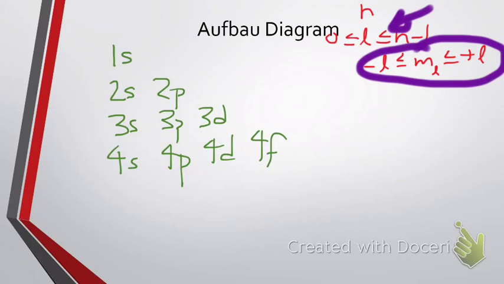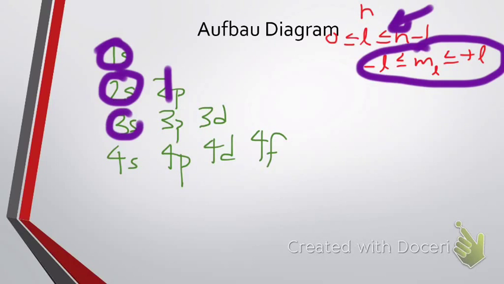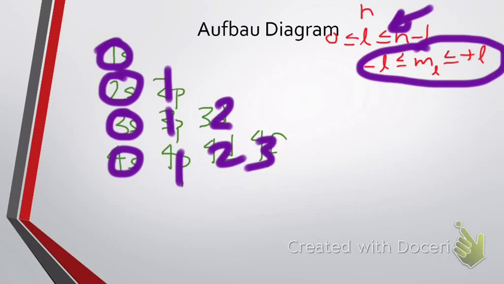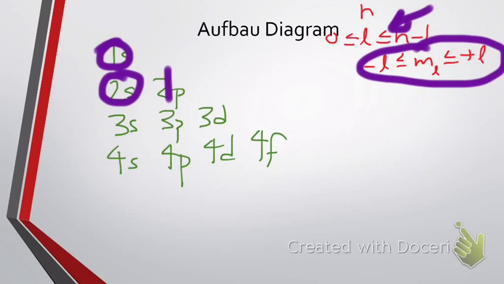When n equals 2, L can equal 0 or 1. So this could be the 0, and that would be the 1. When n equals 3, it could be a 0, a 1, or a 2. And when n equals 4, it could be a 0, 1, 2, or 3. When n equals 5, it could be 0, 1, 2, 3, or 4. Go on and on and on. Let me take those off. Okay, let's go back here.